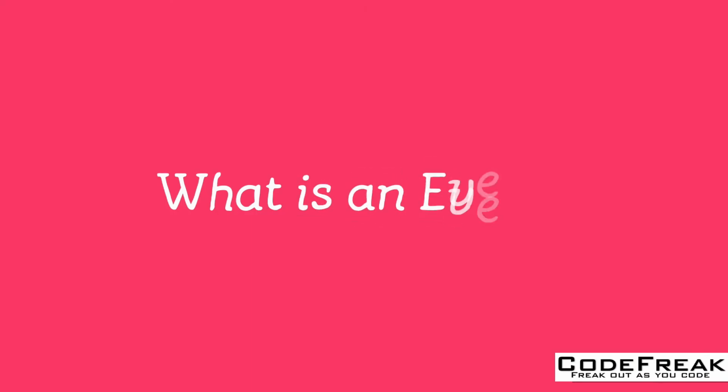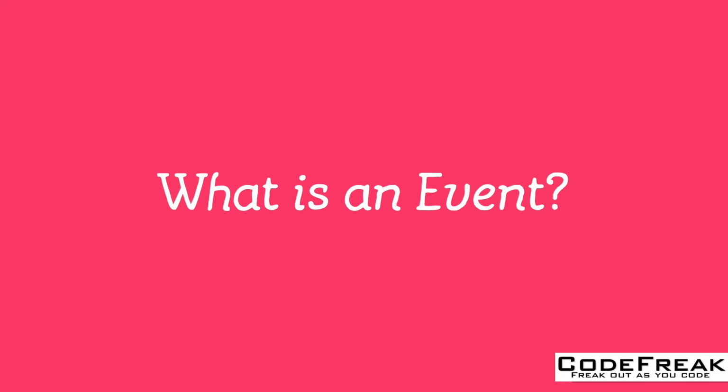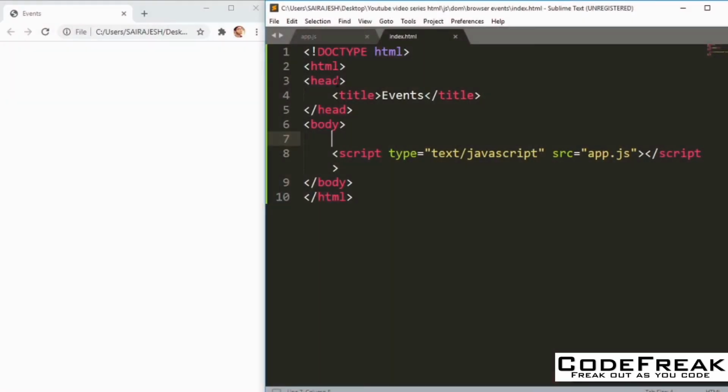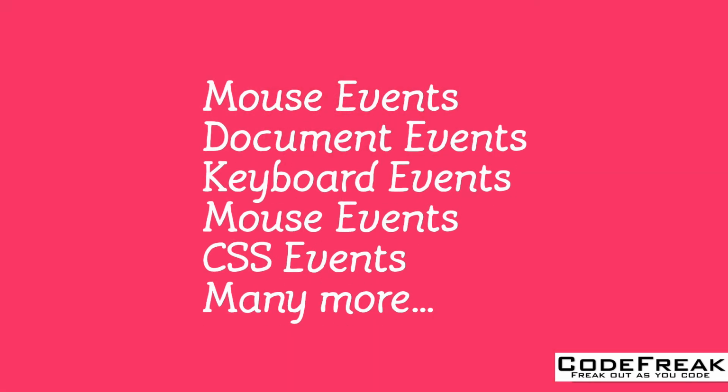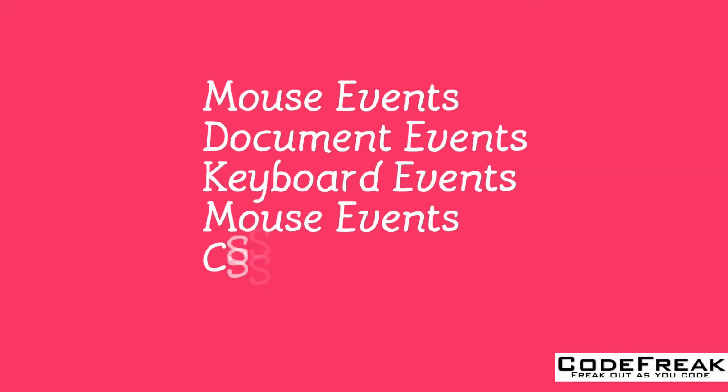What is an event? An event is a signal that something has actually happened, right? For example, clicking a button, pressing some key on the keyboard, or moving your mouse somewhere. So these are all examples of events. We have many types of events like mouse events, keyboard events, document events, CSS events. So there are many events.